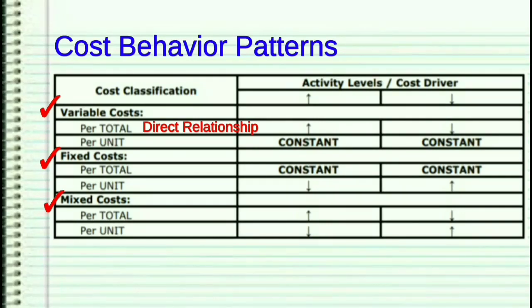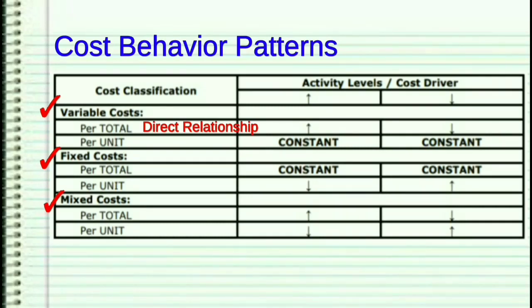Next, yung variable cost per unit naman. Kung nag-increase yung activity level or cost driver, yung variable cost per unit ay constant. Kung nag-decrease yung activity level or cost driver, yung variable cost per unit ay constant. Hindi siya nagbabago. Sana all hindi nagbabago.